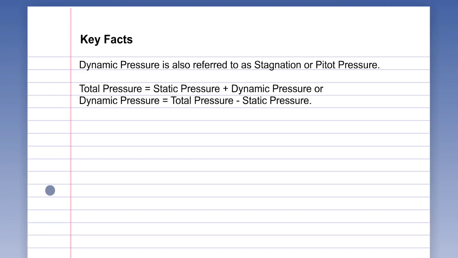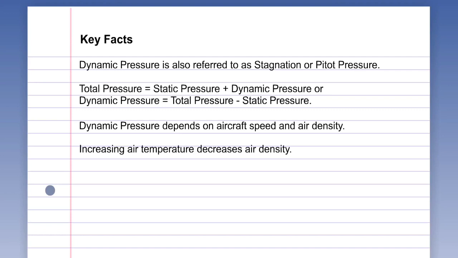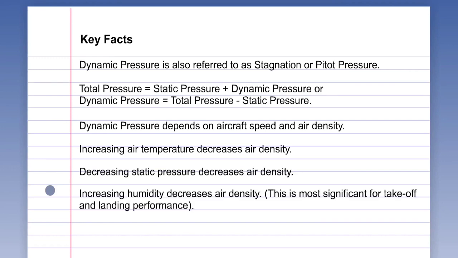The significance of dynamic pressure in understanding the principles of flight cannot be overemphasized. Because dynamic pressure is dependent on air density and aircraft speed, you need to appreciate fully the factors which affect air density. So, to reiterate the points covered earlier in the lesson, increasing temperature decreases air density. Decreasing static pressure decreases air density. Increasing humidity decreases air density. The reason for this is that water vapour is about 5/8 the density of dry air.